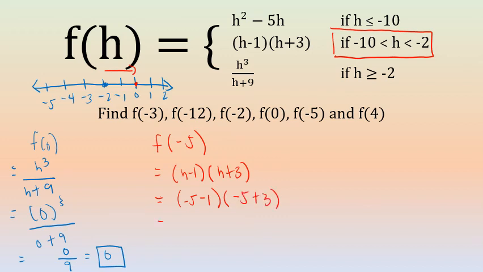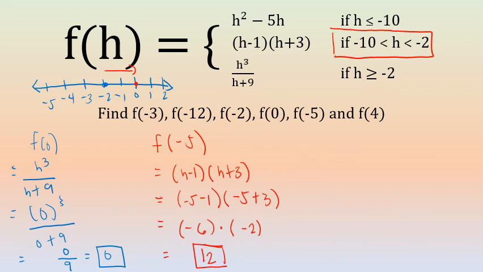Okay? So what is negative 5 minus 1? This is negative 6 multiplied by negative 5 plus 3. This is negative 2. And our final answer is negative 6 times negative 2, negative times negative. That should give us positive 12. Okay, so this is now your final answer.